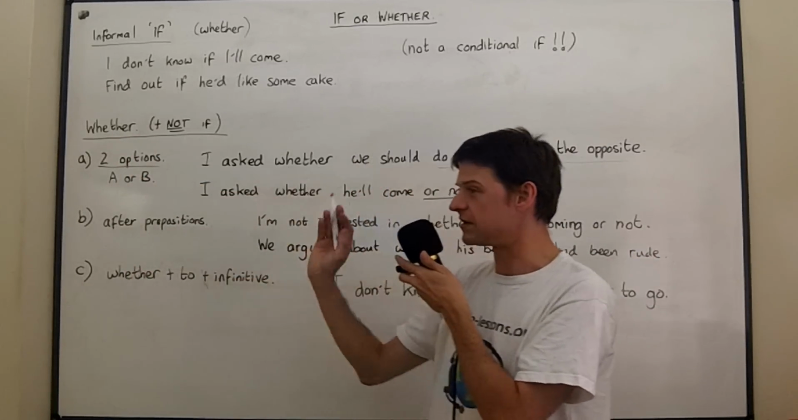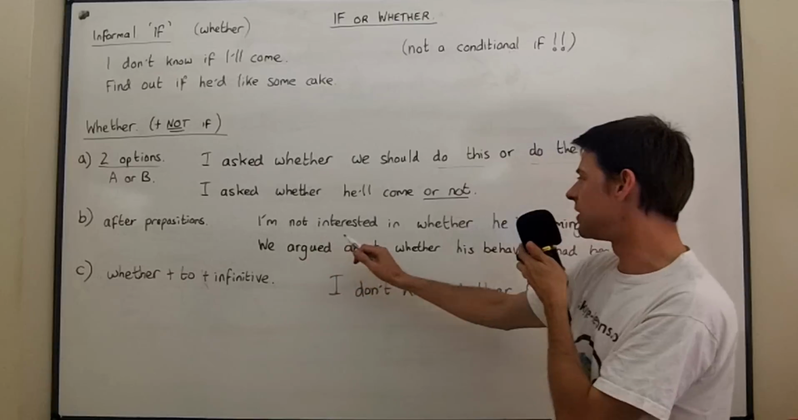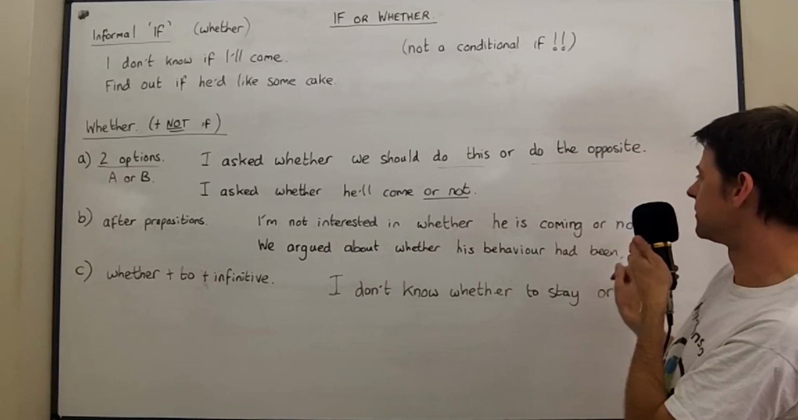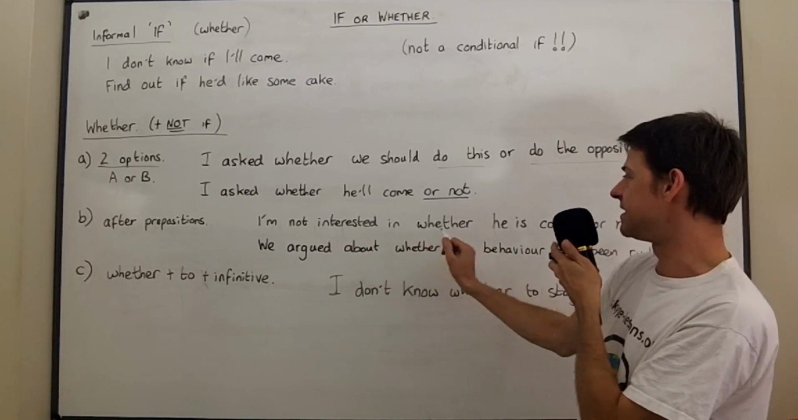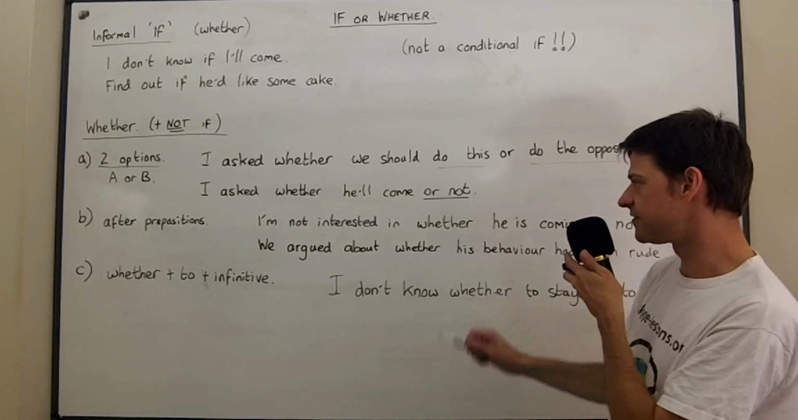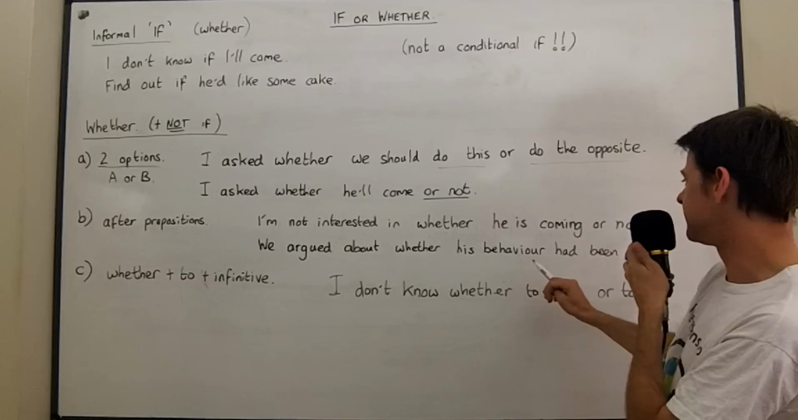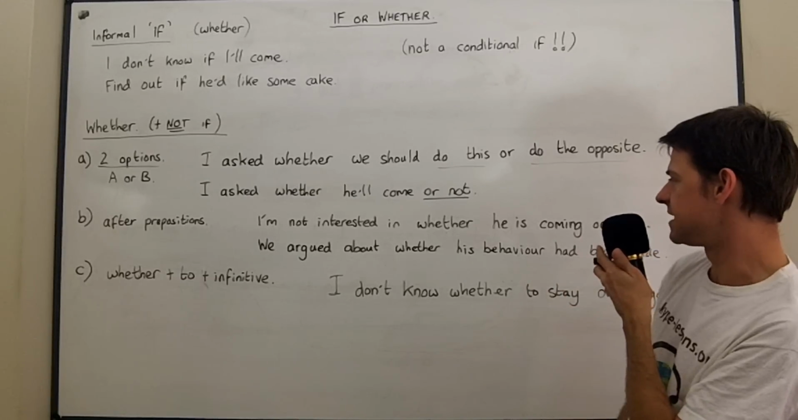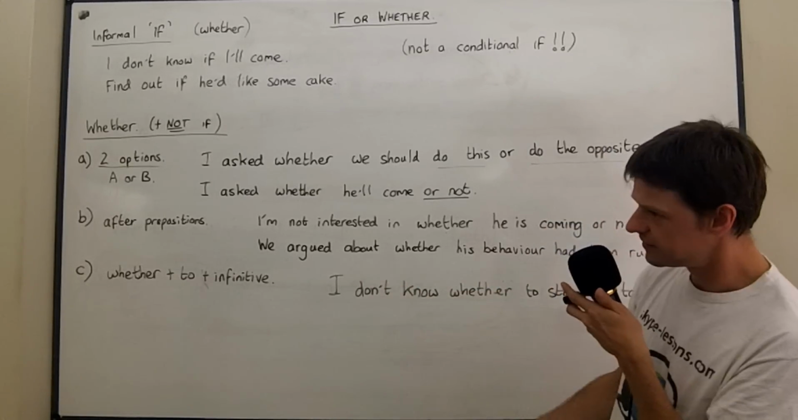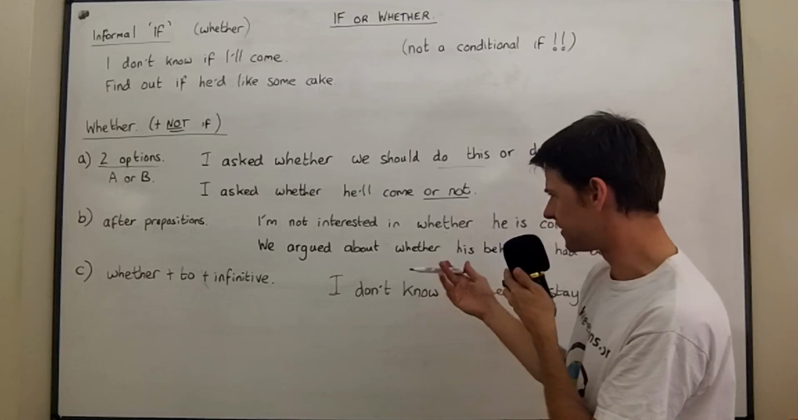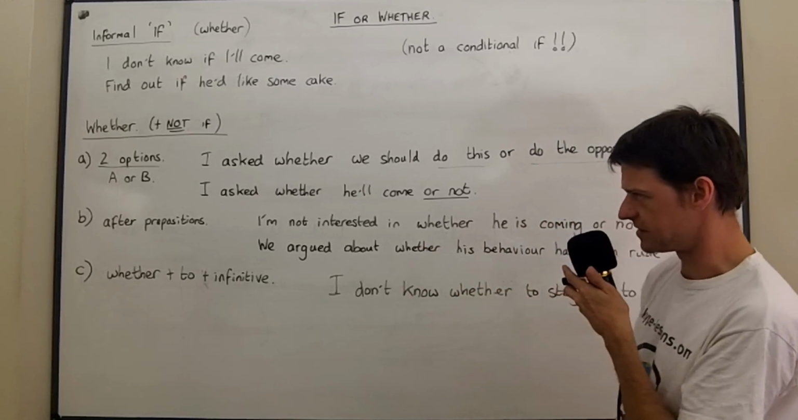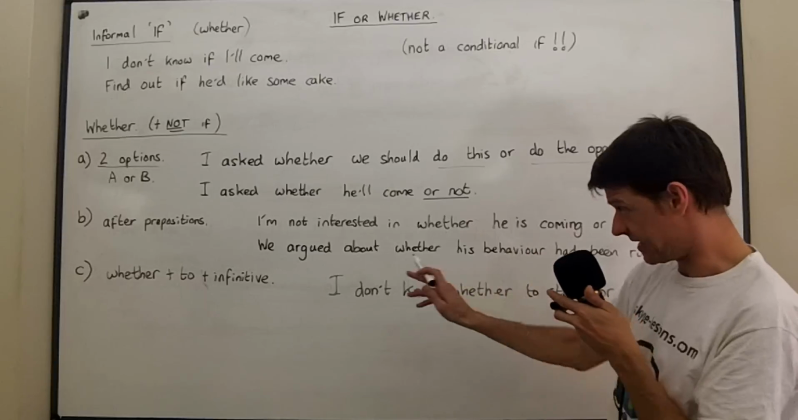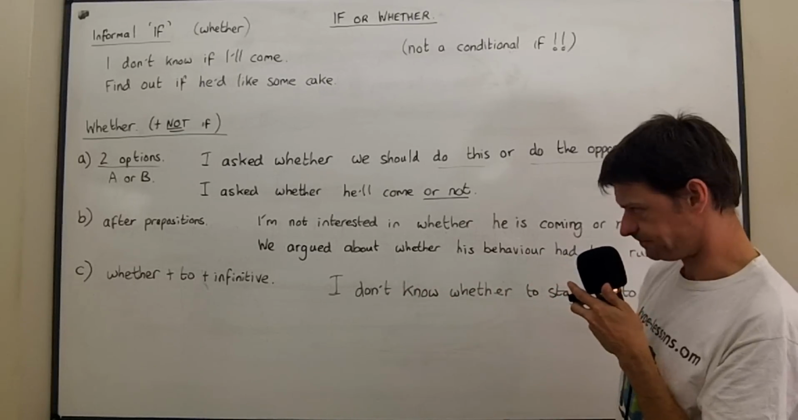After prepositions, we ought to use whether. I'm not interested in whether he's coming or not. So after in, we must use whether, not if. And we argued about whether his behaviour had been rude. Yeah, not we argued about if. It does sound very bad then. In some of these it sounds very bad. You couldn't possibly use if here. We never would use if here, even in speech.